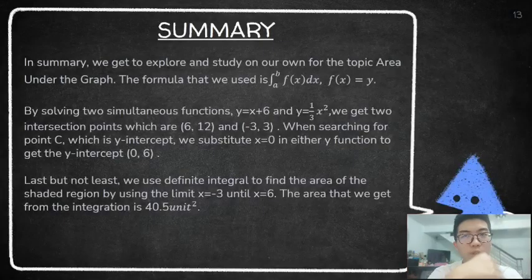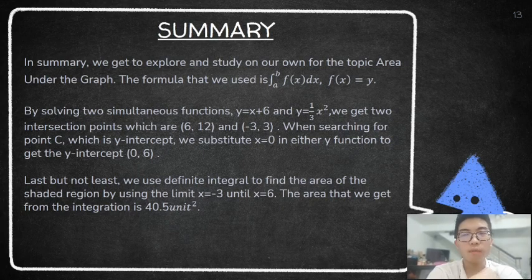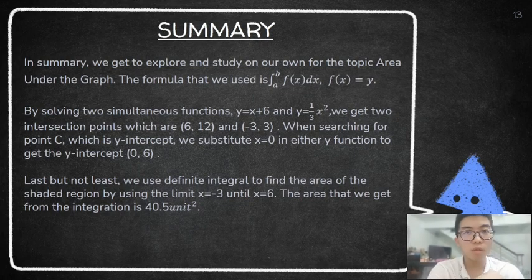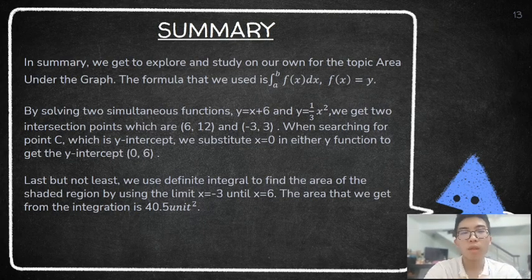Okay, in summary, we explored and studied on our own the topic area under the graph. The formula that we use is the integral from a to b of f(x) dx, where f(x) is equal to y. By solving two simultaneous functions, y equals x plus 6 and y equals 1 over 3 x power of 2, we get two intersection points, which are 6, 12 and negative 3, 3.